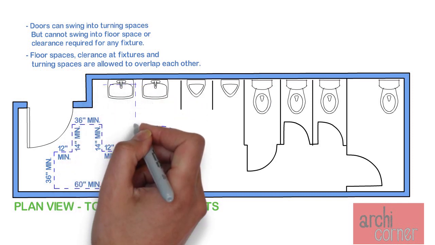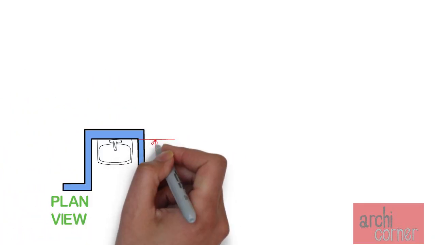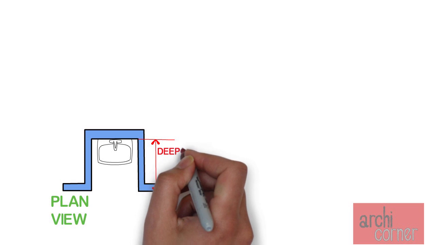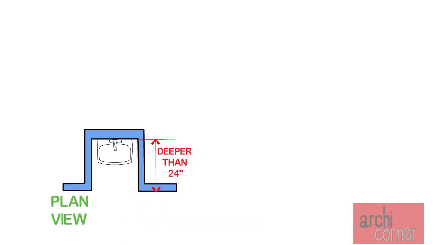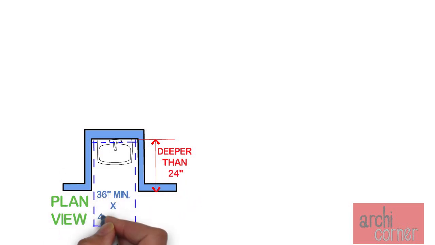The floor or ground space requirements are that a clear floor space be provided for a forward approach. A forward approach is 30 inches minimum by 48 inches minimum in size, as you see drawn here in floor plan. Please note that if this lavatory was to be a single lavatory and it was in an alcove deeper than 24 inches, the clearance would need to be 36 inches wide minimum instead of just 30 inches.